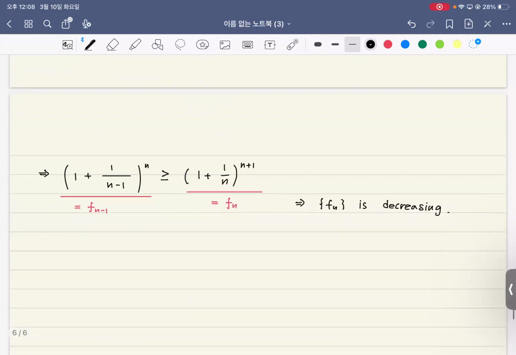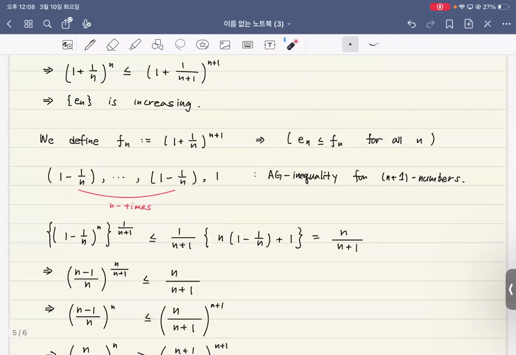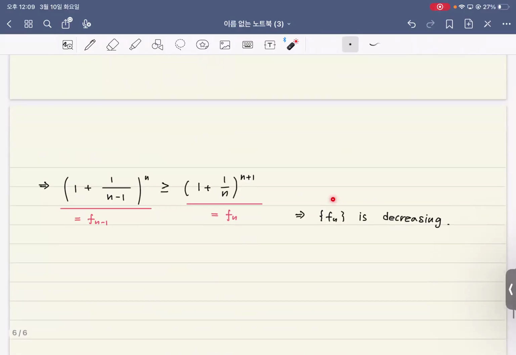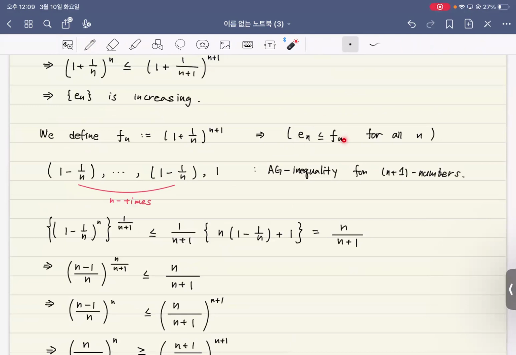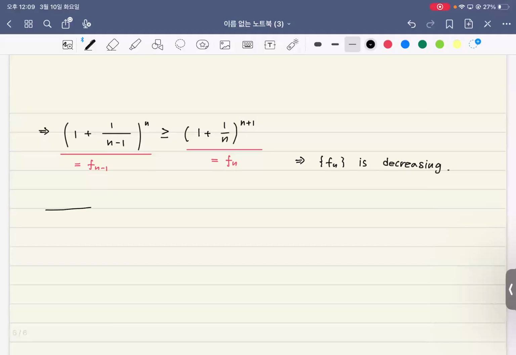Okay, so what? So now we have two sequences, E n and F n, and these two sequences satisfy these inequalities. So in total, I can summarize like this. E1, a bunch of E n's, then they are increasing. And F3, F2, and F1. So we have these two sequences. One is increasing and the other one is decreasing, right?